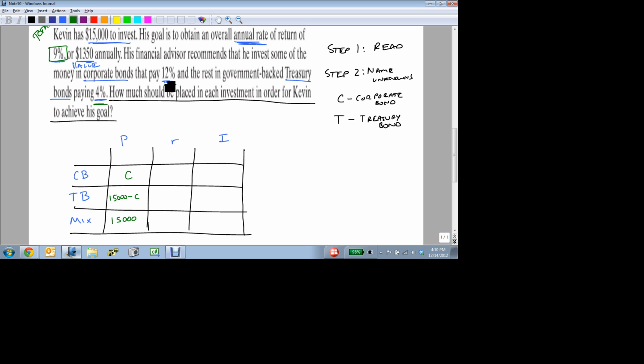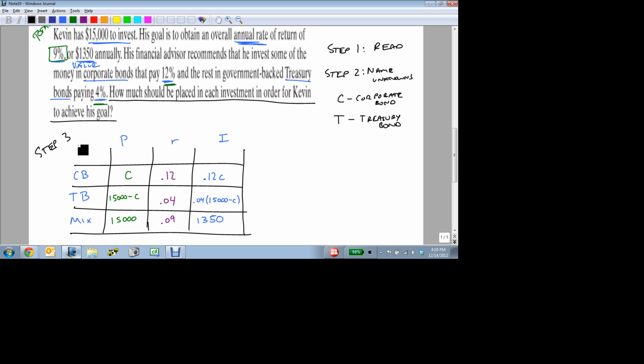Now we can put in our interest rates. Our interest rates are 12% for the corporate bonds, 4% for the treasury bonds, and 9% for the mix. Now our last column is the interest, which we get by multiplying across. 0.12C, 0.04 times, notice the quantity, 15,000 minus C. And the mixture is, we're already told, but we can get a calculator and check it. This comes out to $1,350. So here's my model. Here's step 3.